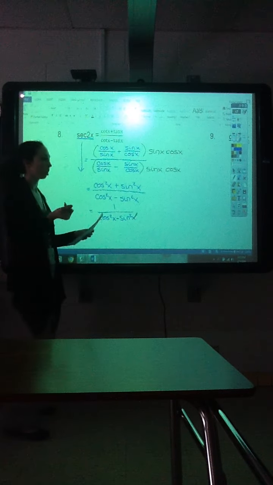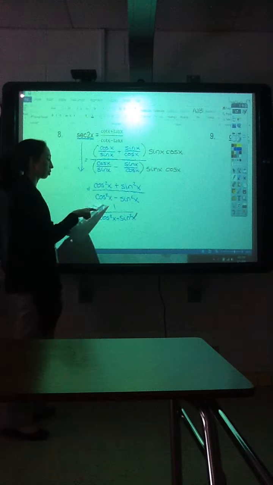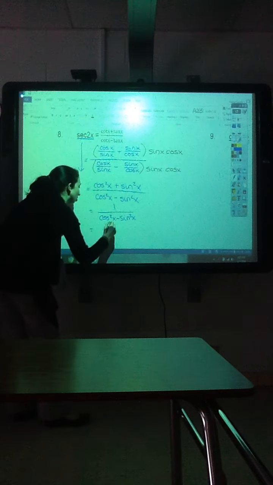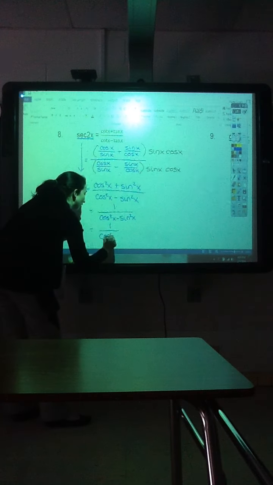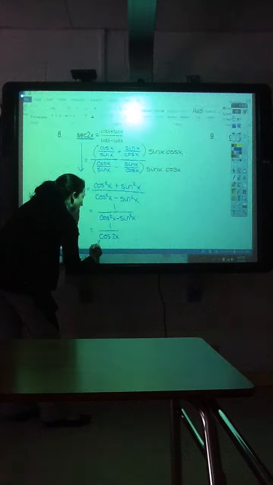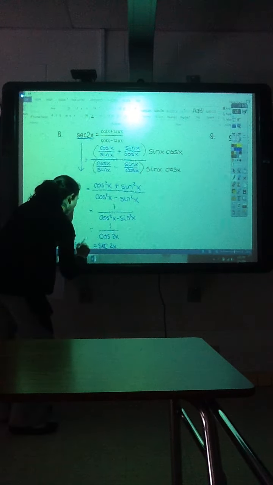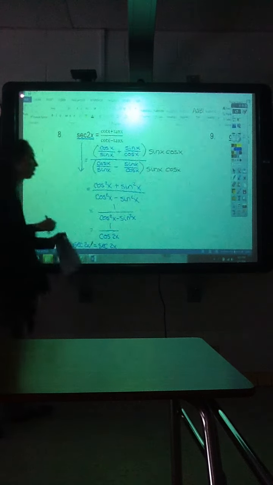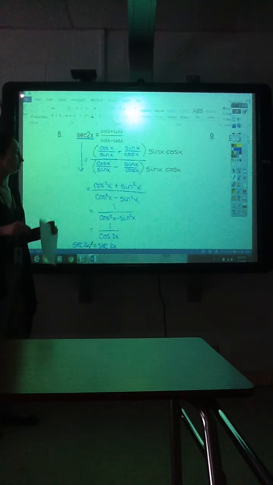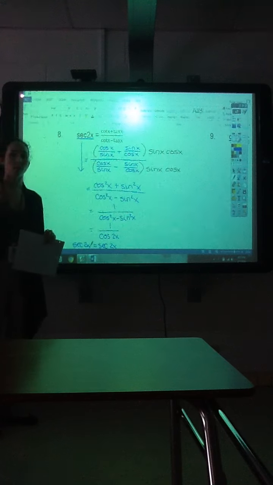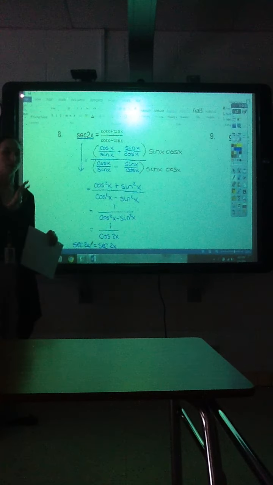And what you should see there is that that is the very first of your double angles for cosine. So 1 over the cosine double angle is the same as the secant double angle. And that is your final answer on that problem. Again, go back, pause, rewind, do whatever you need to do in order to make this make sense for you.